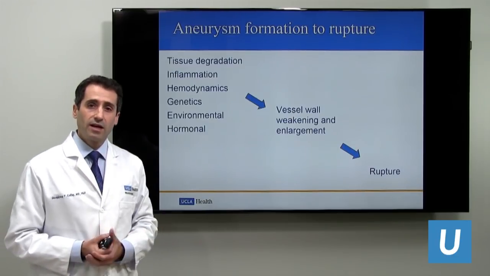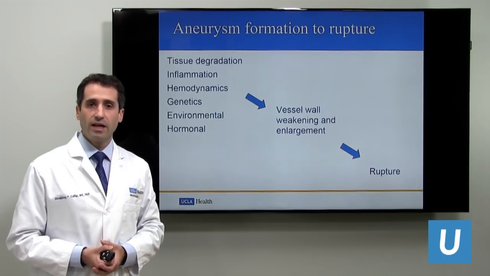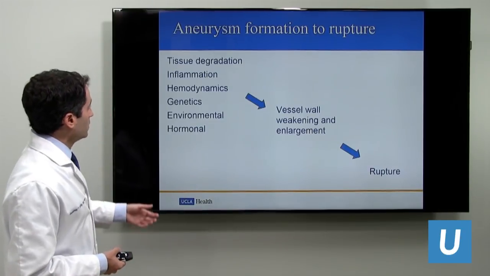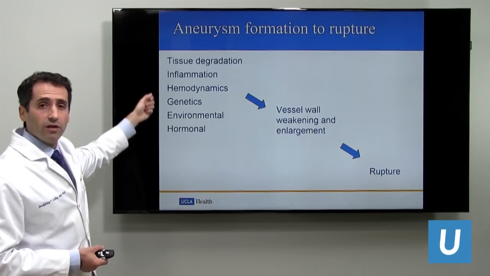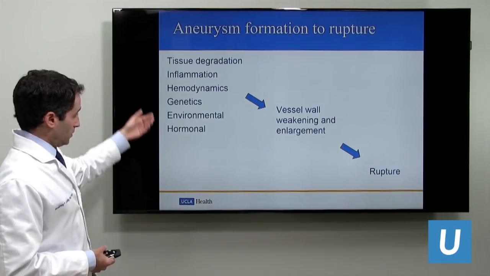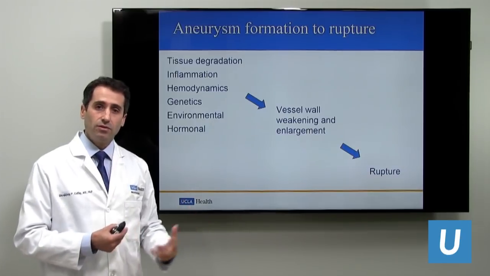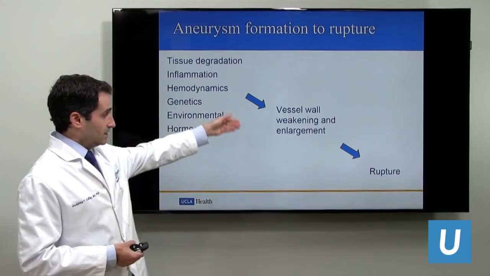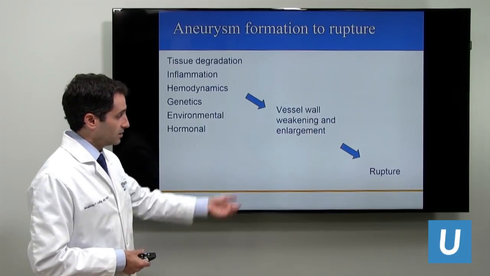So a question that commonly comes up is, why do aneurysms form and why do they rupture? And the real answer is we don't fully understand all of the things that go into this, but there are multiple components that we do know about. Aneurysms form because of a lot of different factors. There's tissue degradation, there's inflammation in the wall of the vessel, there's the hemodynamics, or how the blood flows in that area of the blood vessel. There are genetic components, environmental components, and hormonal components. All of these can lead to weakness in the wall of the vessel. And once there's a weakness, it can enlarge over time, or it can just thin out the wall of the vessel and the aneurysm can break, and that leads to the rupture event.